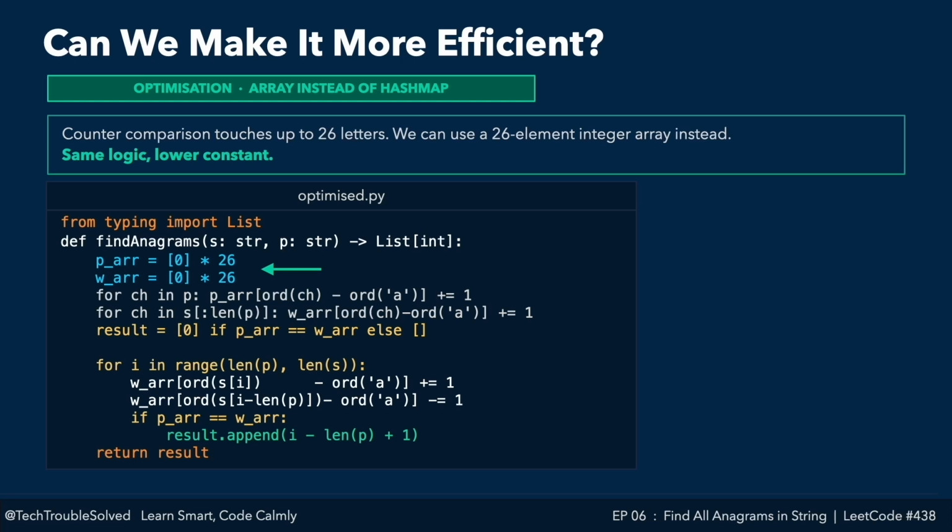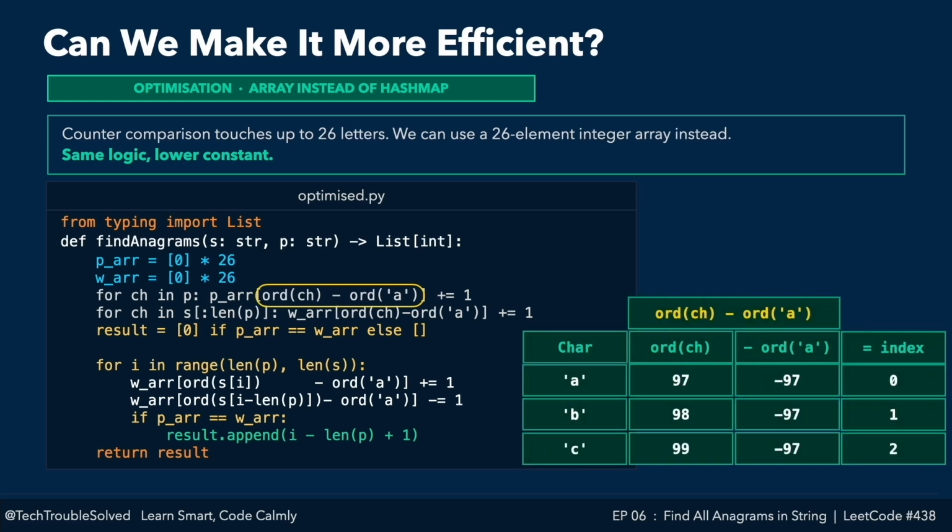But how do you map a character to its array index? One formula, ord(ch) minus ord('a'). Look at the table. ord gives you the ASCII number of a character. a is 97, b is 98, c is 99 and so on. Subtract 97 and you land at 0, 1 and 2 and so on. You don't need to memorize ASCII numbers. Just remember the formula. The subtraction always gives you the position of that letter starting from 0.